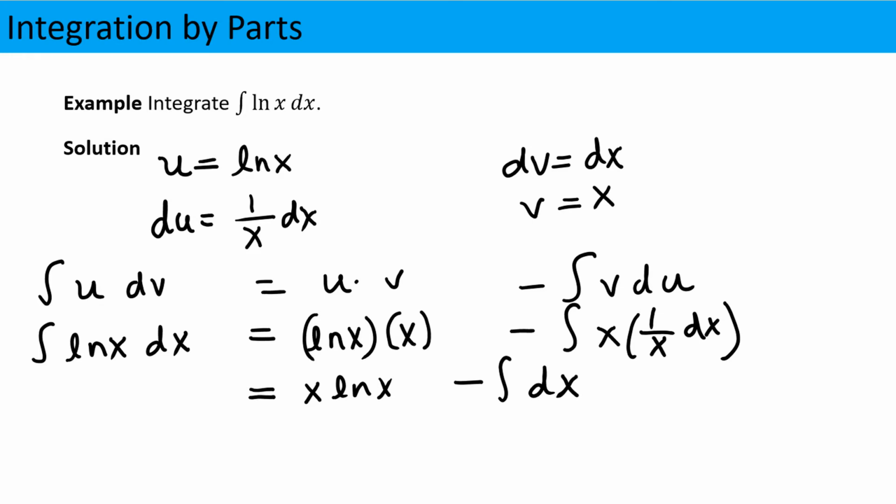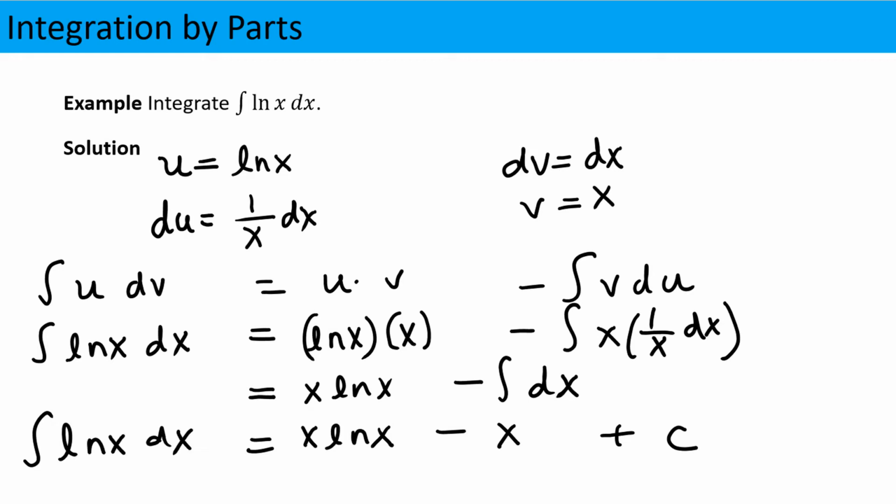dx. We'll continue. The x ln of x stays put, minus the integral of 1 is just x, and don't forget the plus c. So we have that the integral of ln x dx is equal to x ln of x minus x plus c.